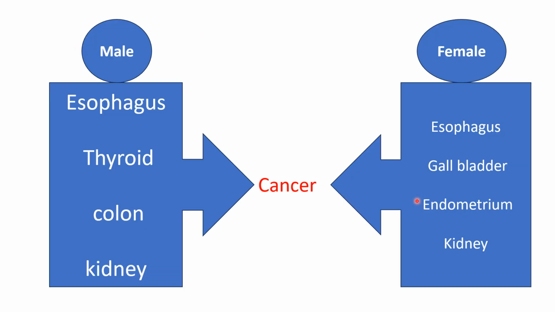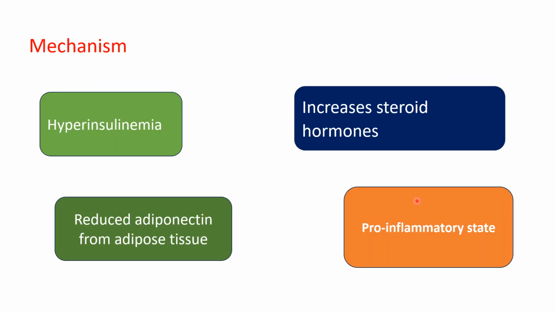Then cancer. In obese men, the cancer of esophagus, thyroid, colon, and kidney are common, while in obese female, cancer of esophagus, gallbladder, endometrium, and kidney are more common. The mechanism by which obesity causes cancer are hyperinsulinemia, increased steroid hormones, reduced adiponectin from adipose tissue, and pro-inflammatory state.